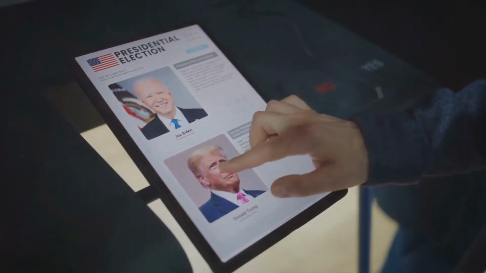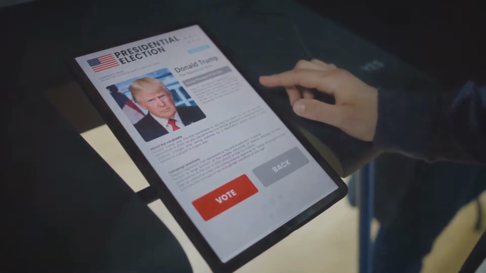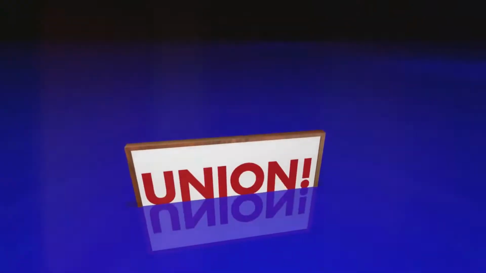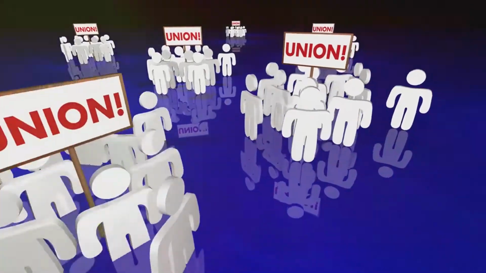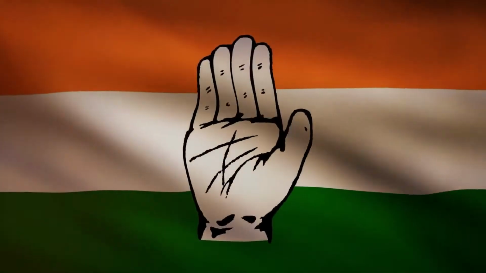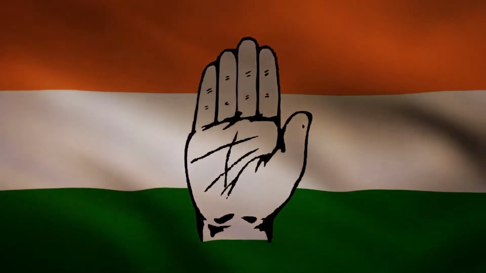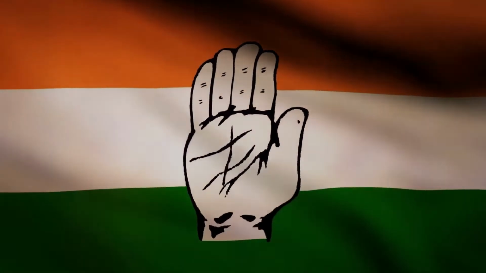V.V. Giri served as the fourth President of India from 1969 to 1974. He was the only president to have been elected as an independent candidate. Giri's presidency was significant for his support of workers' rights and labor movements. He played a key role during a period of intense political activity and social change in India.